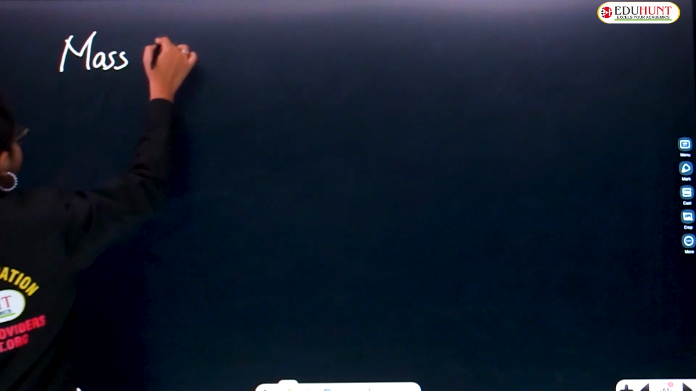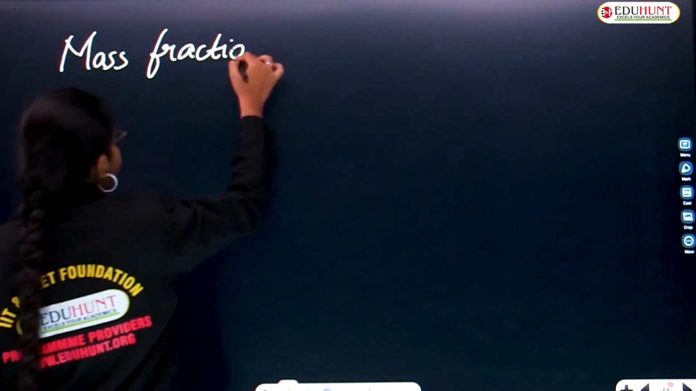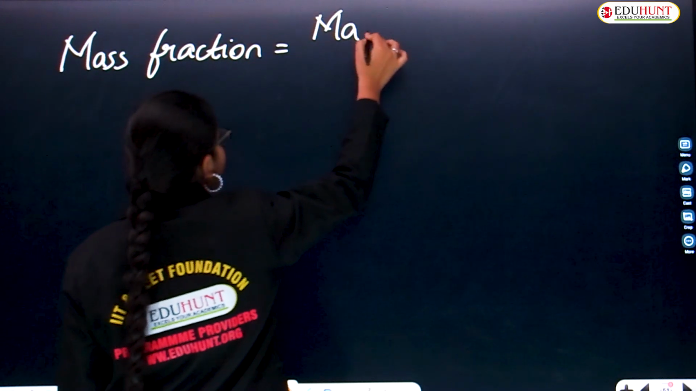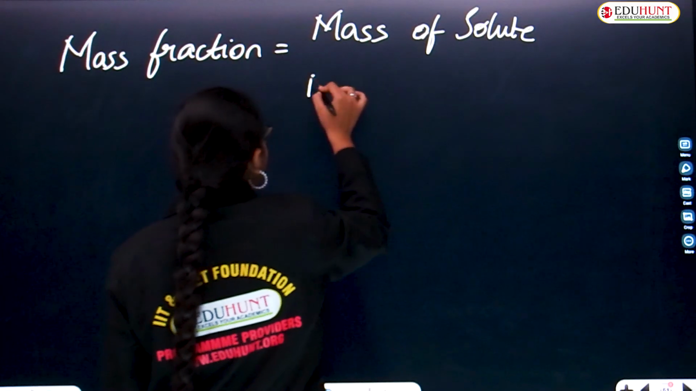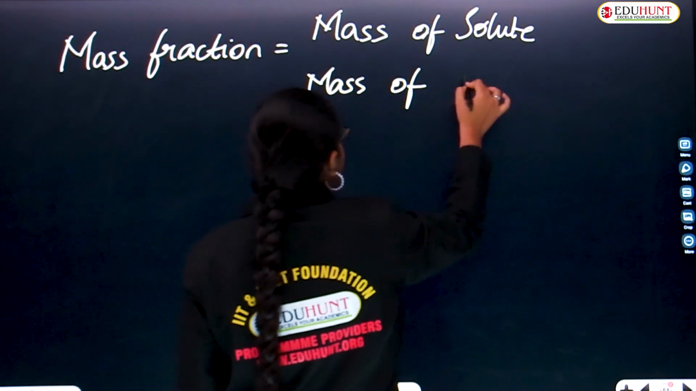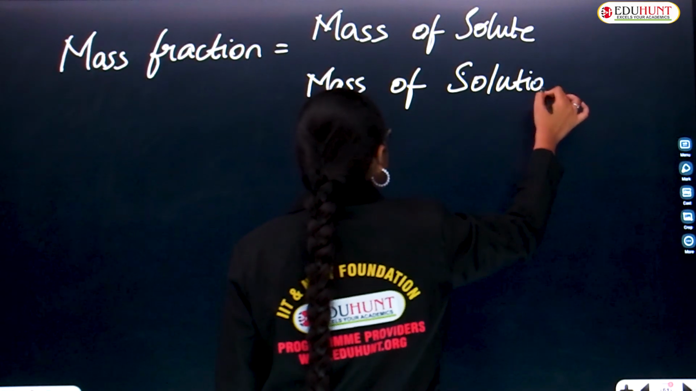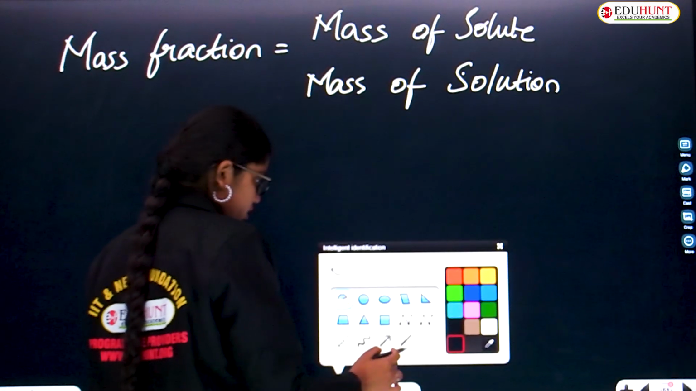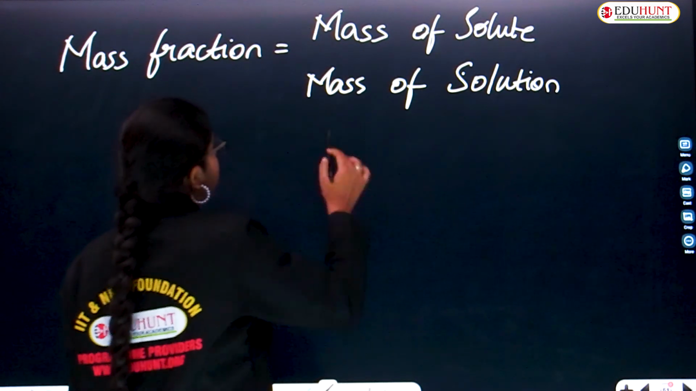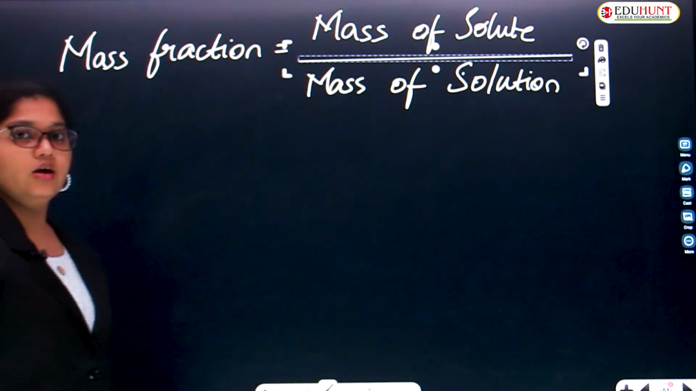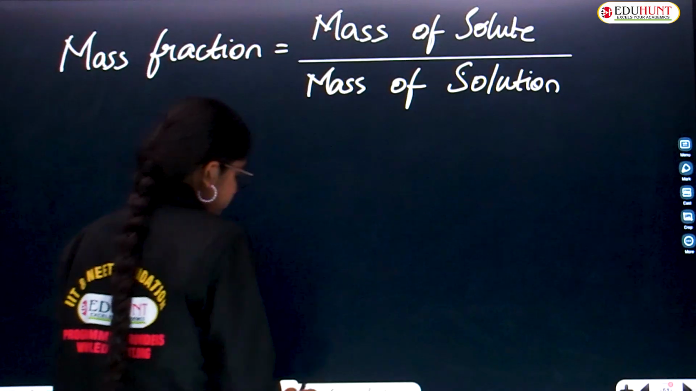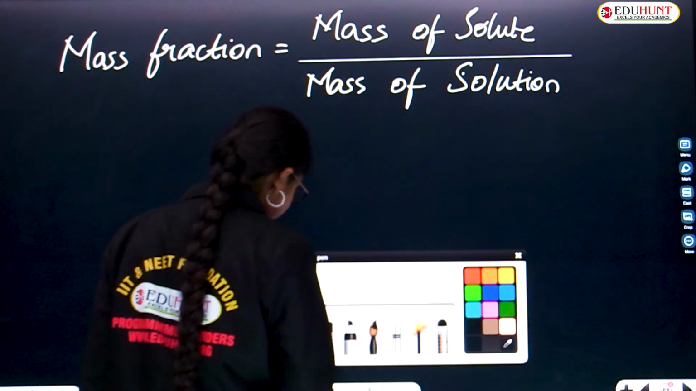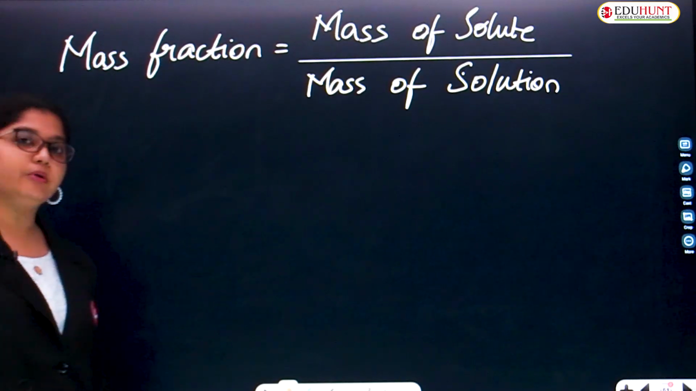Now, if you want to find out the mass fraction, what is the formula given? What is the formula? Mass of solute by mass of solution, not solvent. It is mass of solute by mass of solution. If they ask in percentage, multiply by 100, just see the options. It is given clearly, no? So we have here mass of solute by mass of solution.